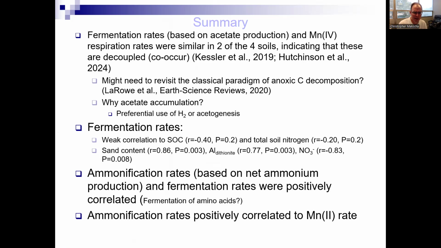Okay. All right. So take home summary. Fermentation rates based on acetate production and manganese for respiration were similar in 2 of the 4 soils, indicating these are decoupled or they co-occur. This has been reported in several pretty recent studies in some marine sediments. So we might need to revisit this classical paradigm of anoxic carbon decomposition.